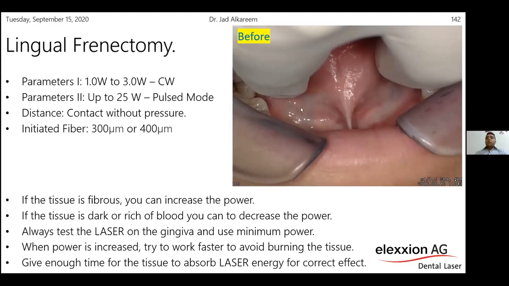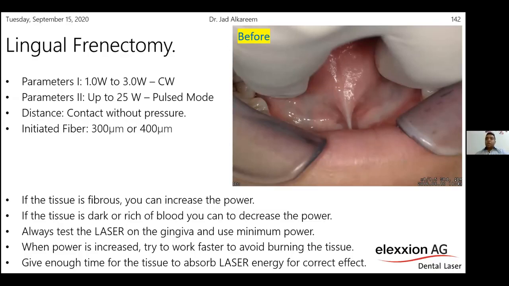Then we will go back to our case. This is lingual frenectomy. Here is the picture before the treatment. The fiber which was used was 300 or 400. Both of them are suitable for this application. The application was in contact, so the fiber was in contact with the tissue, but without doing any pressure, because as I mentioned, laser is a light, and if you apply pressure, simply you will do nothing. So the fiber will just be stuck into the tissue.